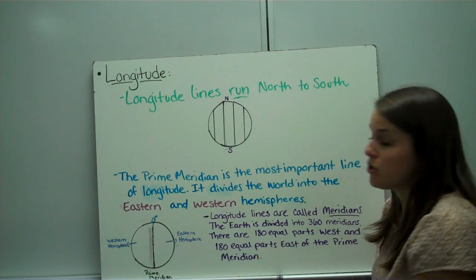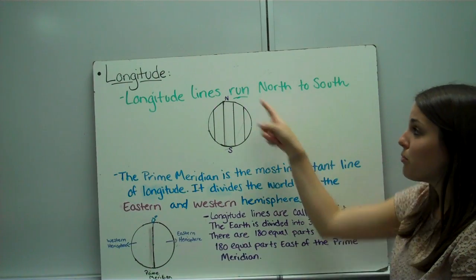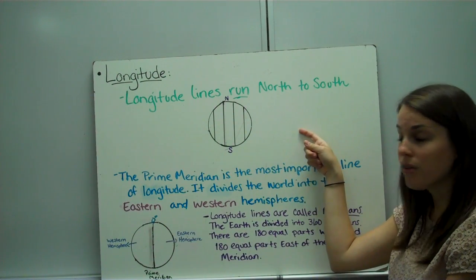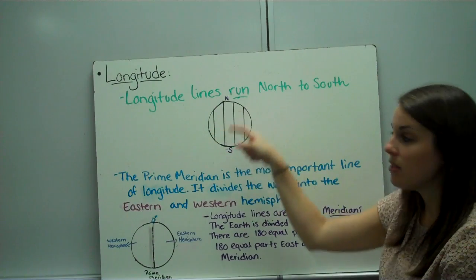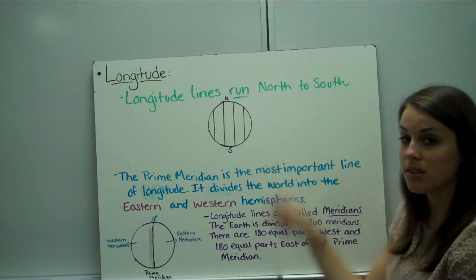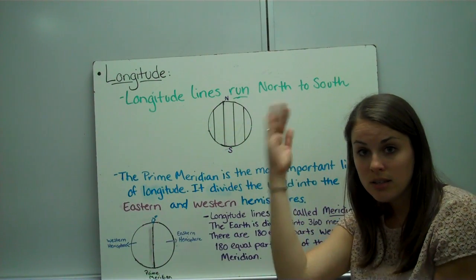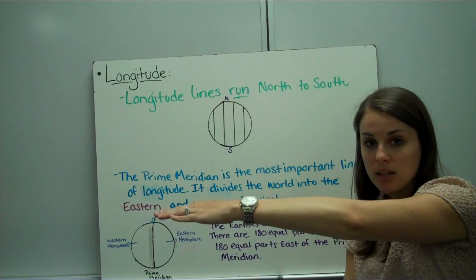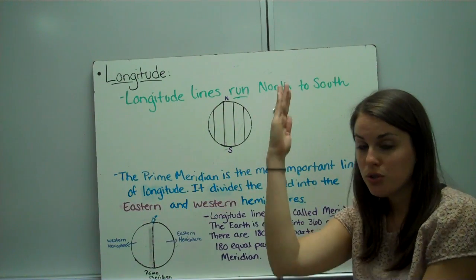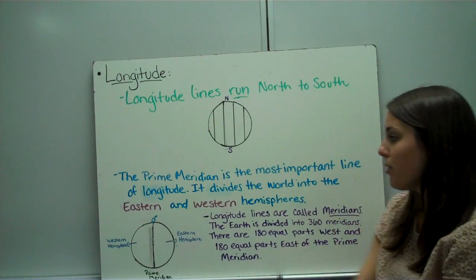So now let's talk about longitude. Longitude lines run north to south. So if this was our globe, they run like this, north to south. They are long. So we have latitude that runs east to west, but longitude lines run north to south.